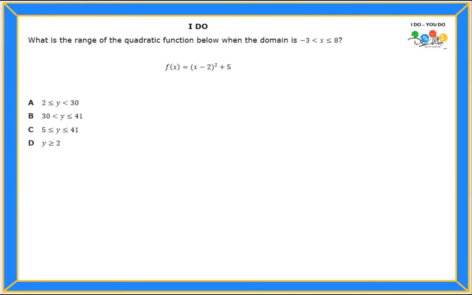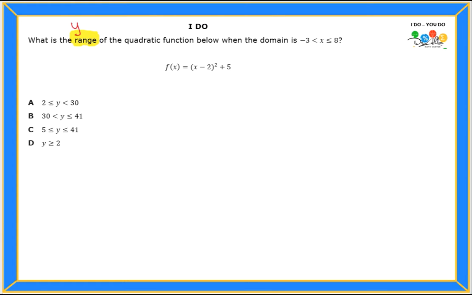And it says, what is the range of the quadratic function below when the domain is -3 less than x less than or equals to 8? So I'm looking for range, right? And if we're looking for range, what's gonna come to my mind? Well, I gotta think about the y-axis. I gotta think about the y-coordinate, right? Because the range has to do with the y values, okay?